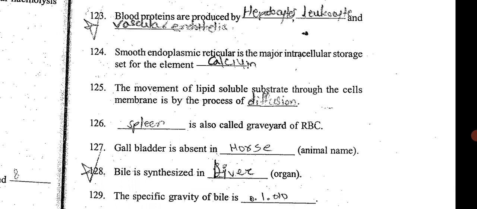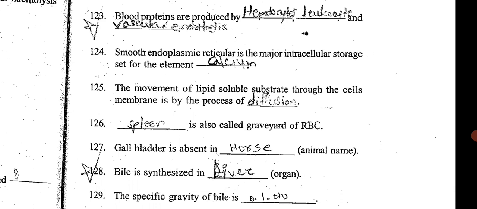The movement of lipid soluble substrate through the cell's membrane is by the process of diffusion. Movement against the concentration gradient is by active transport, and the movement of anything from the region of higher concentration to the region of lower concentration is diffusion. The cells have a lipid bilayer, so lipid can pass through the lipid. So the lipid soluble substrate passes through the lipid membrane by diffusion, as no energy is required.